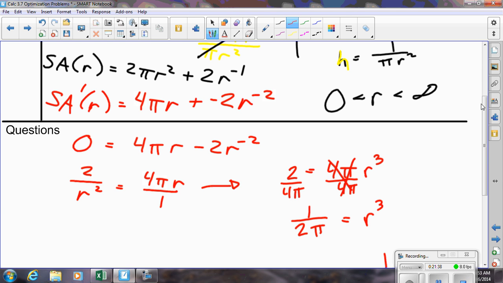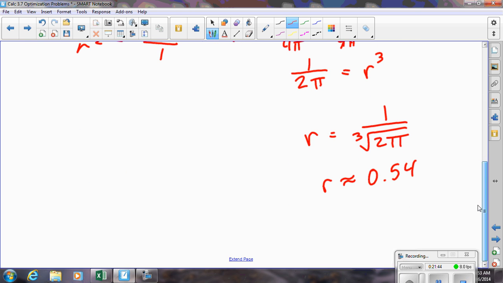So there we go. Well, I would like to ask a question though. This is a critical value. Critical value could be a maximum or a minimum.